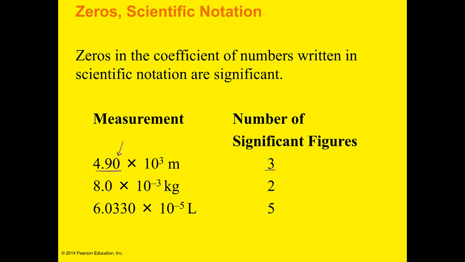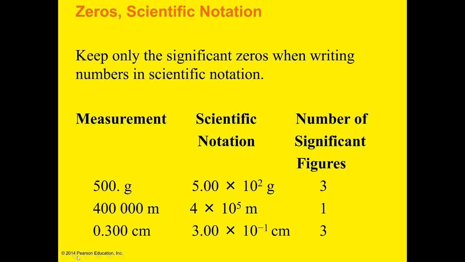8.0 times 10 to the negative 3 would be 2. And then here, 6.0330 times 10 to the negative 5 would be all of them, 5. So any zeros in the coefficient of numbers written in scientific notation are significant. So that's why scientific notation is useful as well, because it can show us which numbers are significant figures.